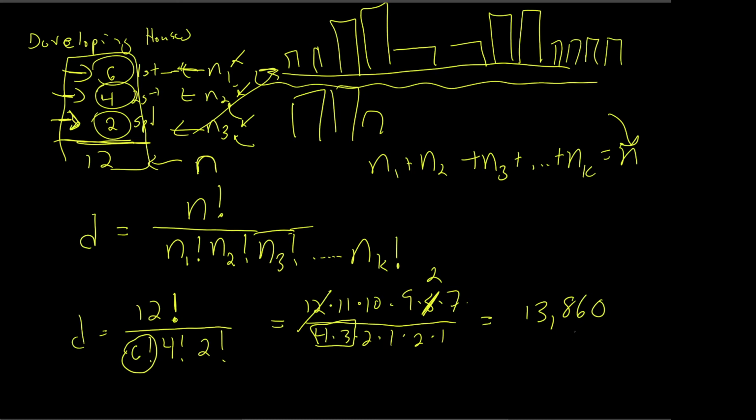The key here is that all the little n's, all the little objects that you're counting, add up to big N. 6 plus 4 plus 2 is 12. That's a key takeaway with distinguishable permutations.